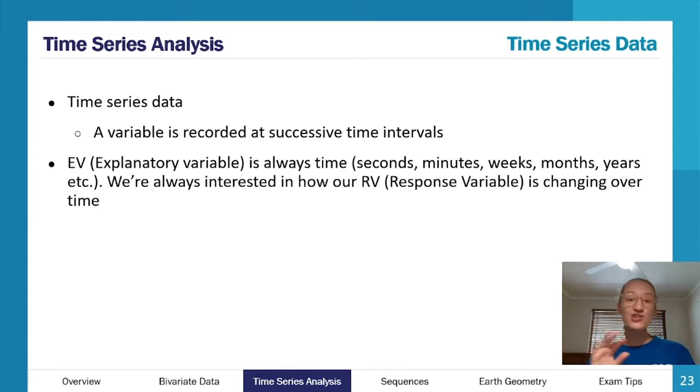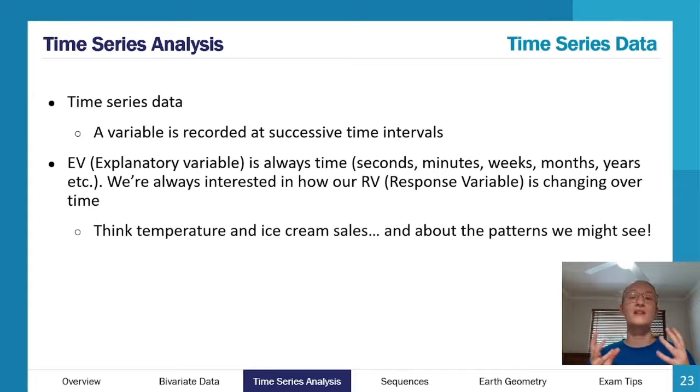So we could look at temperature over the week. We could look at TV sales over the week. We could look at temperature over the year. There are all of these different things that we could look at and how they change over time. So again, with bivariate data, our EV and our RV, our explanatory variable and our response variable, could be a massive number of different things. Here our response variable can still be anything that we're looking at, but the different thing is it must be looking at how it changes over time. So our explanatory variable must always be some measure of time, how something changes over seconds, minutes, weeks, months, years, decades, any measure of time. We're always interested in how our response variable is changing.